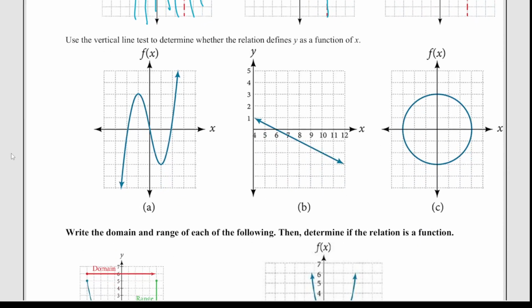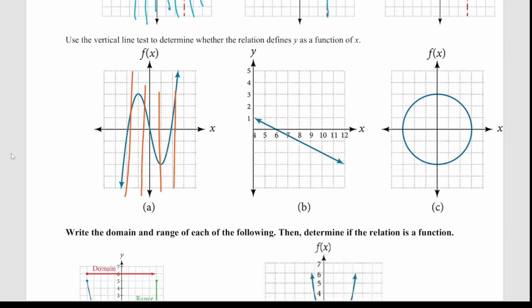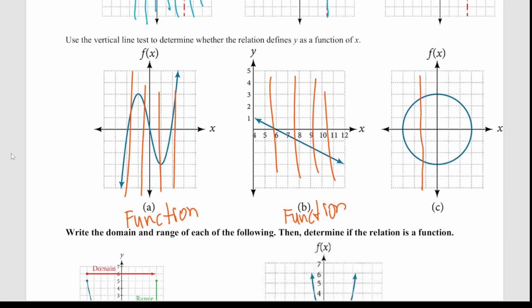Go ahead and pause your video and see if you can determine which of these are functions and which ones are not. Here, this first one is going to pass the vertical line test. It is a function. Similarly, this next one still passes the vertical line test. It is a function. However, this next one, this circle, is going to flunk the vertical line test because it crosses twice. So that would be not a function.